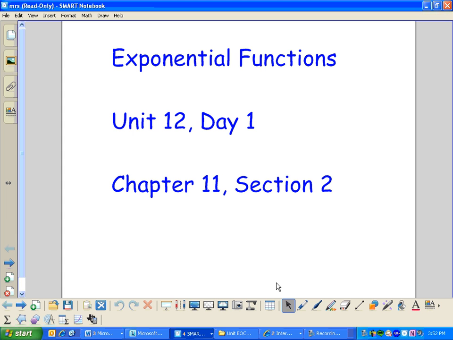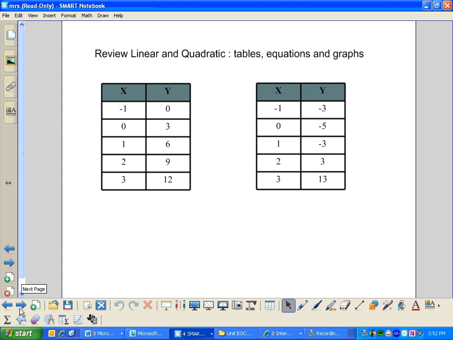Now we've just studied quadratic functions and linear functions. We're going to learn something new, but let's review what we already know. Linear functions basically have the shape of a line, and quadratic functions have the shape of a parabola. And we can identify whether a function is linear or quadratic, whether we look at the table, an equation, or a graph.